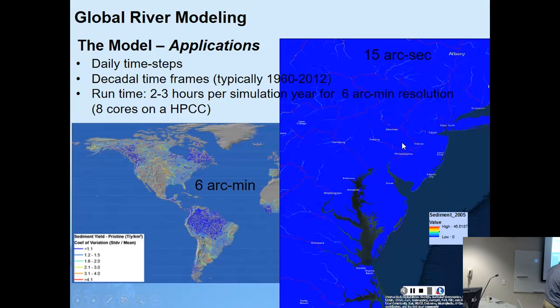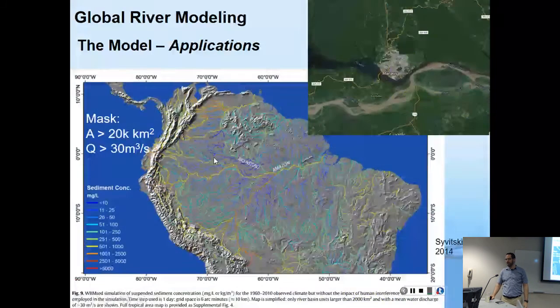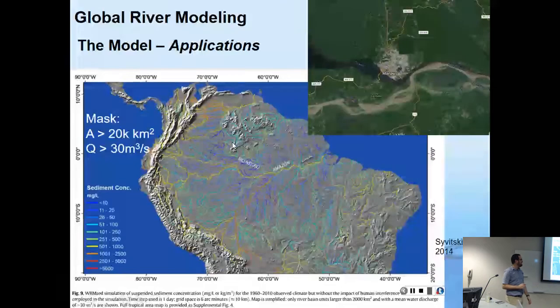I don't know if it comes across very well in the projection. You can hardly see the rivers. This is using 15 arc-second simulation of Northeast US. So you can definitely do these more regional, higher resolution modeling. Now this is kind of this eye candy that I like to show.